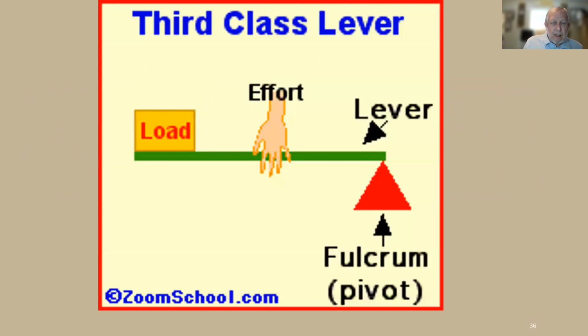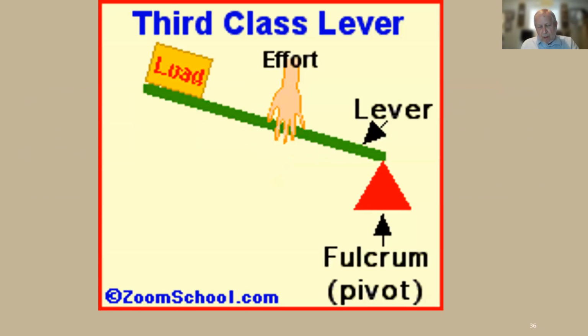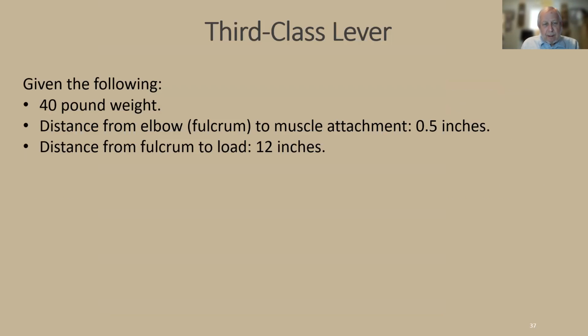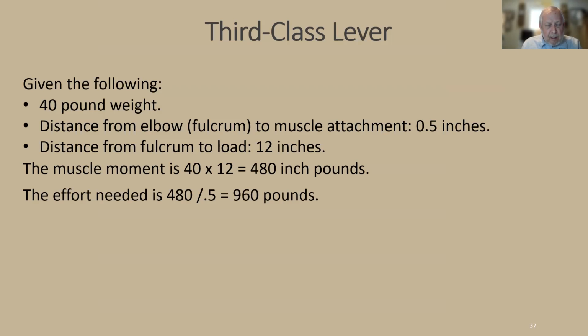So again, you're moving that lever, which is your arm, with the effort really close to the fulcrum. So you're going to get a big distance movement in a load because you really need to move your arm a lot of distance. So given the following, again, a 40-pound weight, distance from elbow fulcrum to muscle attachment half an inch, and distance from fulcrum to the load 12 inches. So the muscle movement is 40 times 12, it's 480 inch-pounds. Effort needed is 480 divided by 0.5. So again, 960 pounds, given those numbers.